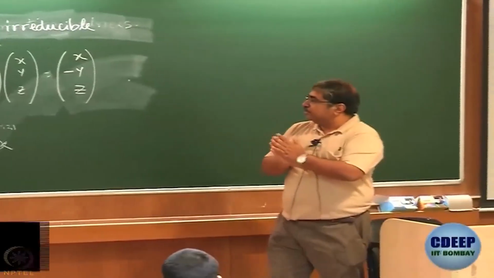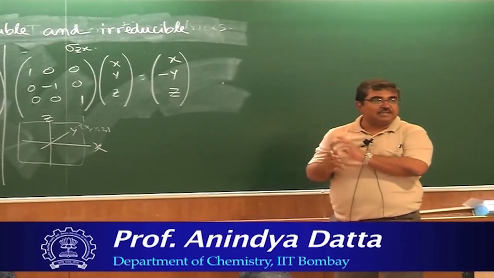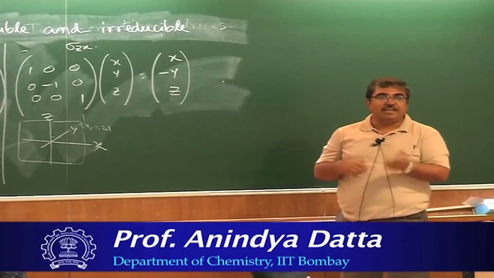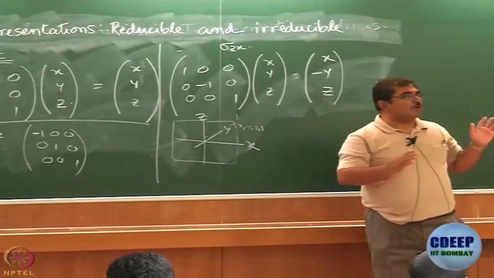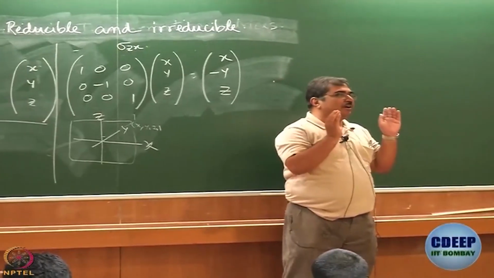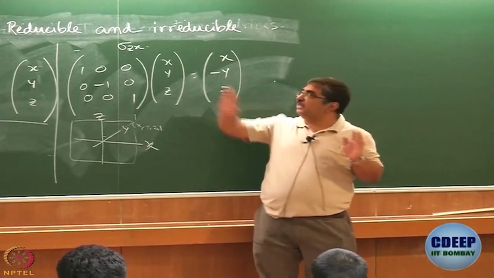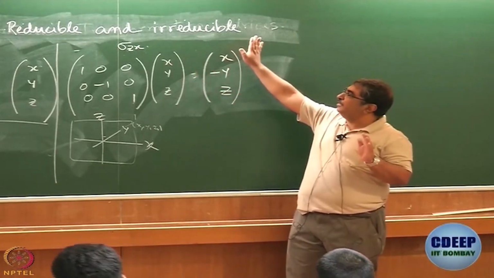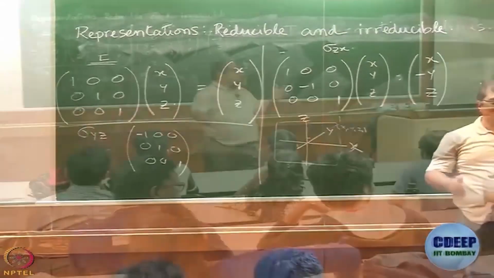All right. So far we have arrived at the transformation matrices for two operations. One is identity, one is reflection. Next we are going to discuss the matrix for rotation, and from there we will go and talk about something called reducible and irreducible representations. We will see what that means.